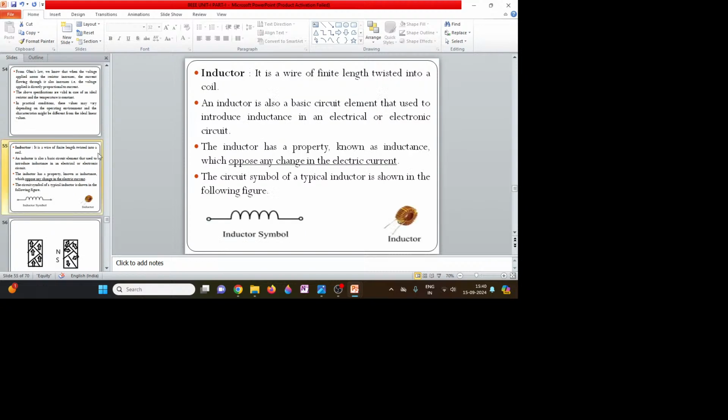So if we go to the inductor, this is the symbol of an inductor. An inductor is formed by a finite length wire which has been twisted in the form of a coil.